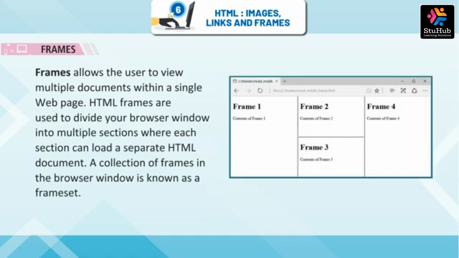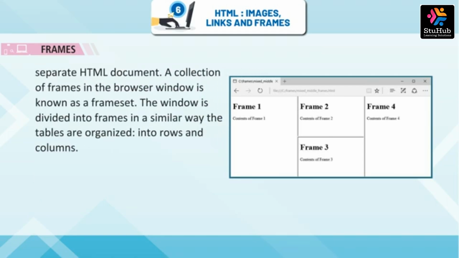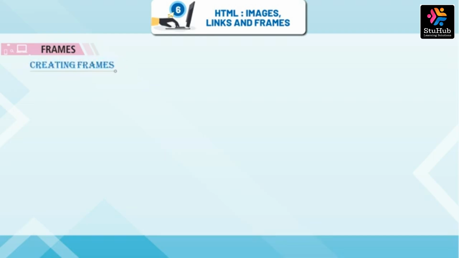Frames. Frames allow the user to view multiple documents within a single web page. HTML frames are used to divide your browser window into multiple sections where each section can load a separate HTML document. A collection of frames in the browser window is known as a frameset. The window is divided into frames. In a similar way, tables are organized into rows and columns.